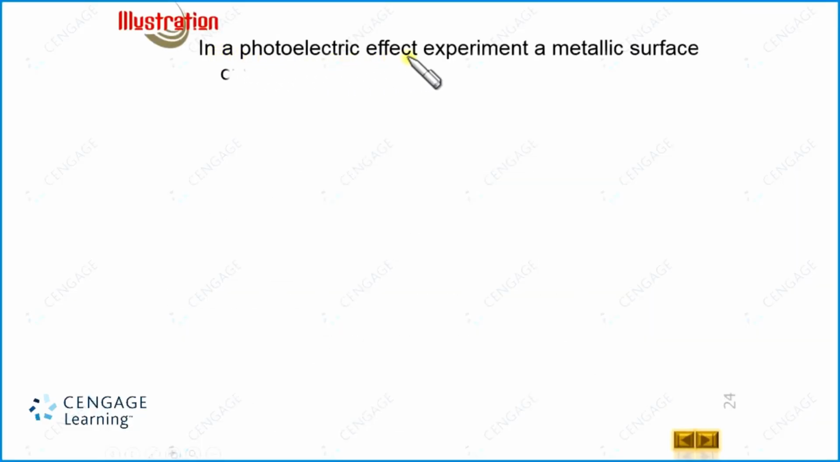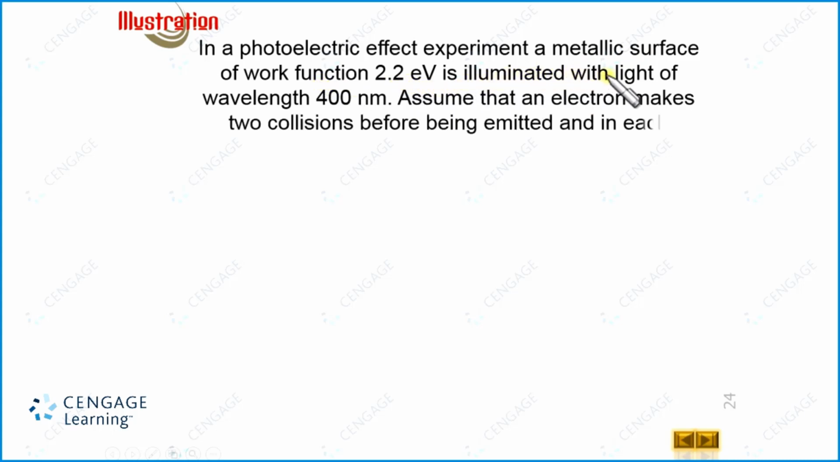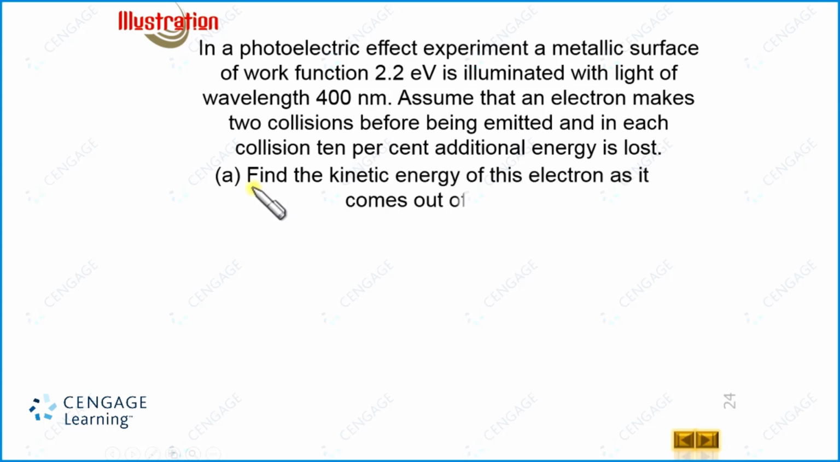In a photoelectric effect experiment, a metallic surface of work function 2.2 electron volt is illuminated with light of wavelength 400 nanometer. Assume that an electron makes two collisions before being emitted, and in each collision 10% of additional energy is lost.